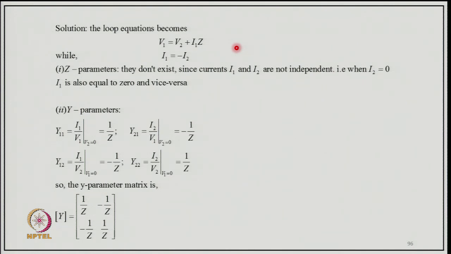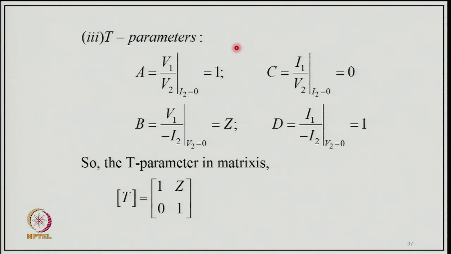So, the Y parameters will be: Y11 equals I1 upon V1 with V2 equal to 0, that is 1 upon Z; Y21 equals I2 upon V1 with V2 equal to 0, that is minus 1 upon Z; Y12 equals I1 upon V2 with V1 equal to 0, that is minus 1 upon Z; and Y22 equals I2 upon V2, that is 1 upon Z. So, the Y parameters will be 1 upon Z, minus 1 upon Z, minus 1 upon Z, and 1 upon Z.